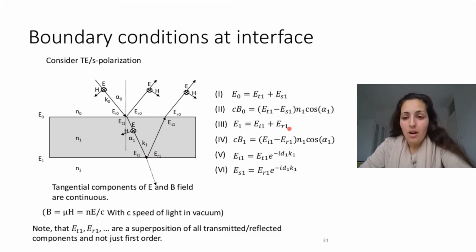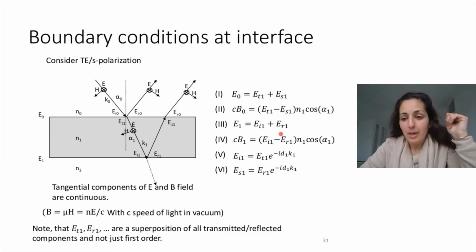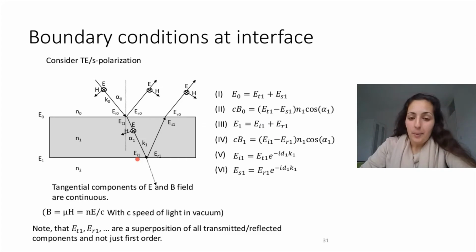EI1 plus ER1. And again, EI1 is the sum of all the higher order rays that are coming in from the top to this surface, and the same here for ER1. This is also a sum of all the higher order rays that are going away from the surface. So this is how we can set up our equations for the two interfaces, and again, I will not explain it again because it's exactly equivalent to 2, only for this bottom interface.